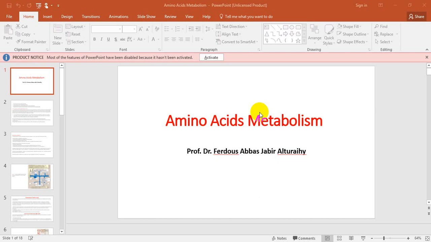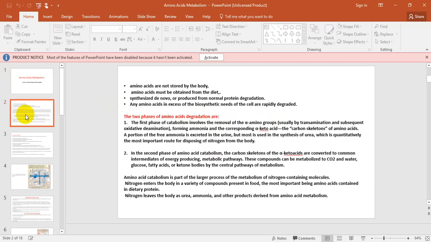Now we will explain amino acid metabolism, which consists of catabolism of amino acids and biosynthesis of amino acids. Amino acids are not stored by the body and must be obtained from the diet, because some amino acids cannot be synthesized by the human body, called essential amino acids, and amino acids are synthesized de novo or produced from normal protein degradation. As well, any excess amino acid biosynthesis of the cell is rapidly degraded.